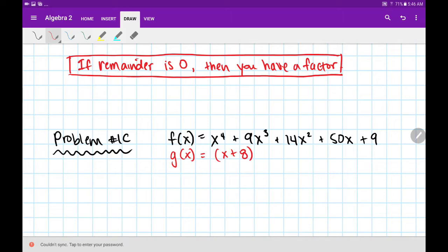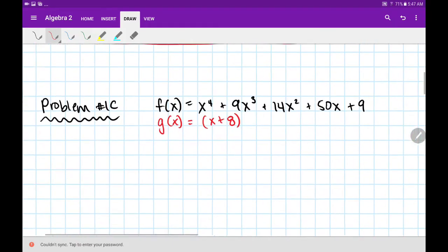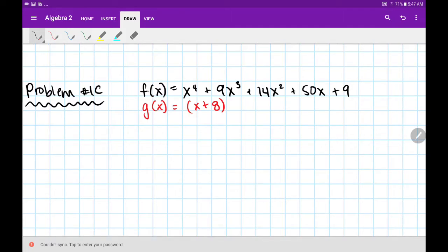For problem number 1C, we want to see, is g of x a factor of the big polynomial up here? We're going to be answering yes or no. Essentially we want to see, when we divide, do we get a remainder of 0? So we're going to use synthetic division. To set it up, we set our divisor, the guy we're dividing by, equal to 0. I get x equals -8, and that -8 is what goes out here in the box.